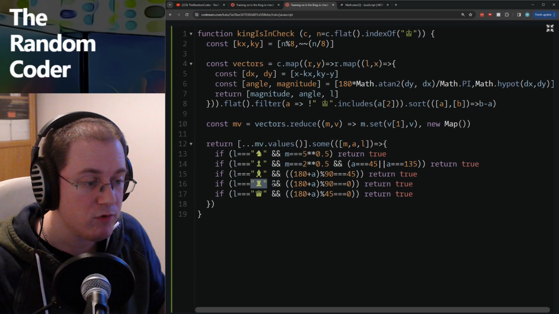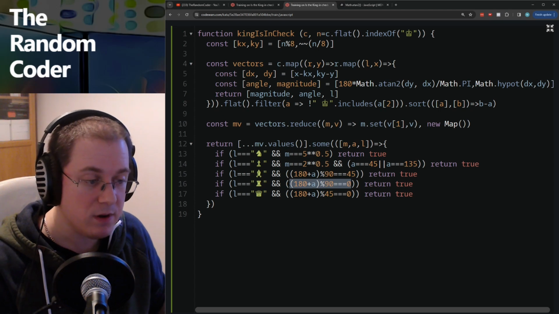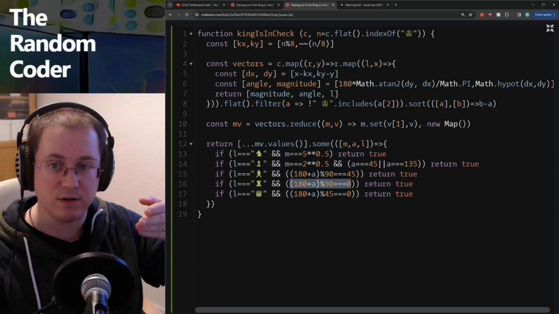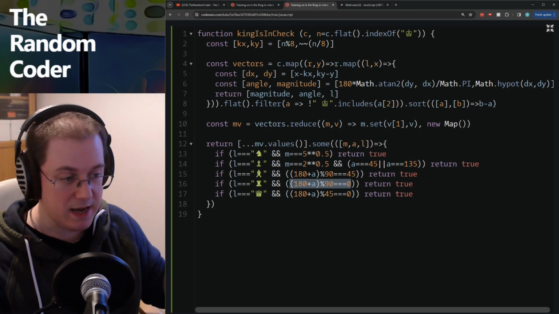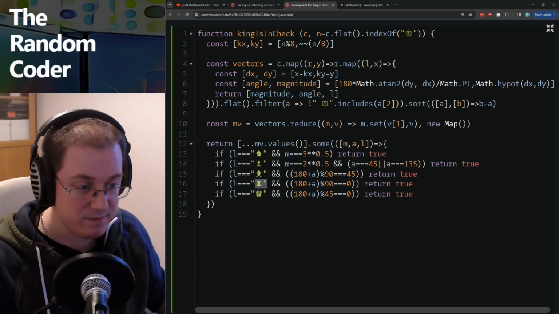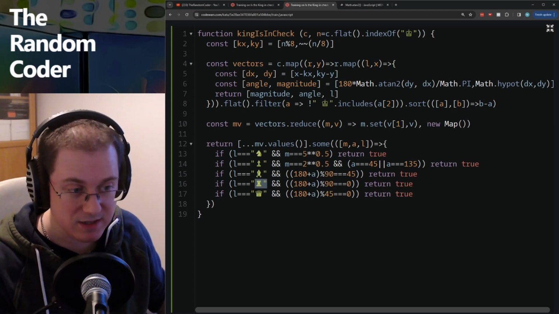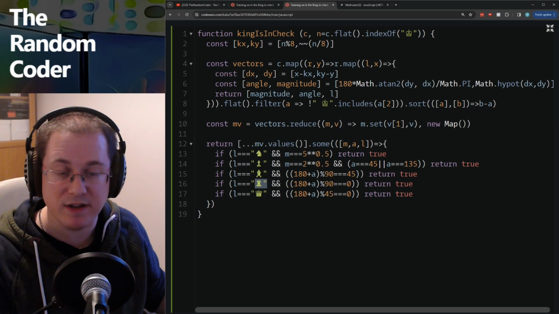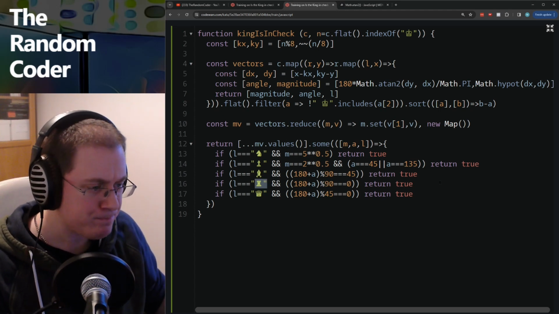Similarly, a rook. So same thing with this, modulo 90. And if that equals 0, then that means it's on a right angle. So it's either horizontal or vertical. And if it's a rook, then it's giving the king check. Bearing in mind, this contains only the things that are nearest to the king. So line of sight is already considered.